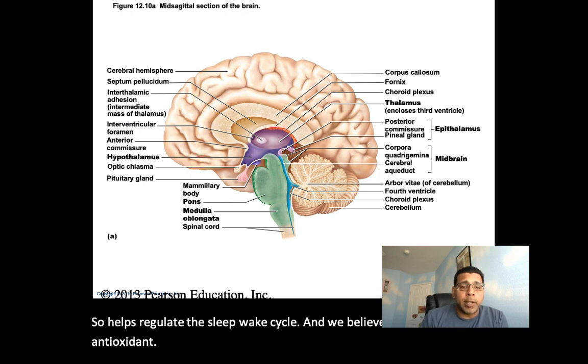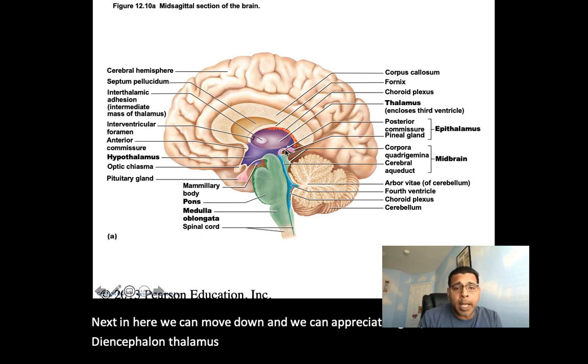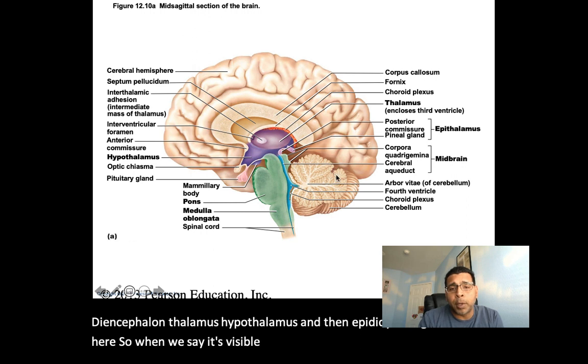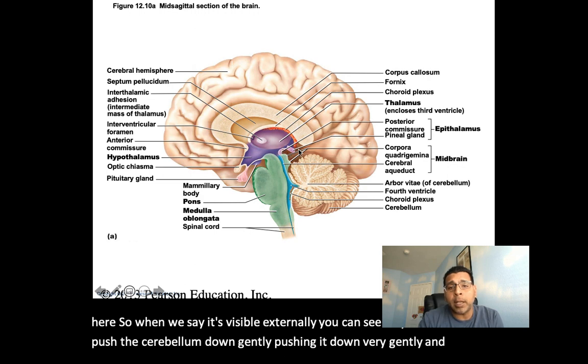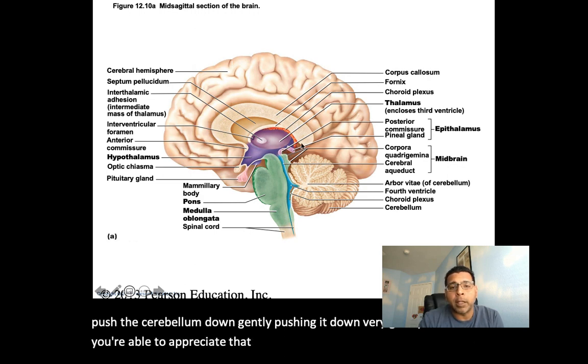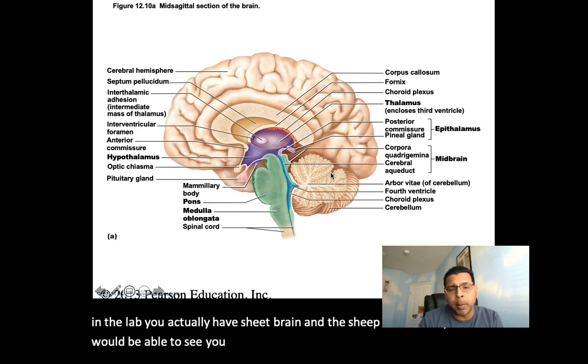Next we can move down and appreciate again the diencephalon: thalamus, hypothalamus, and then epithalamus right back in here. When we say it's visible externally, all you have to do is push the cerebellum down very gently, and then you're able to appreciate that pineal gland right back inside there. If we're in the lab you'd actually have sheep brains, and on the whole sheep brain you'd be able to gently push the cerebellum down.